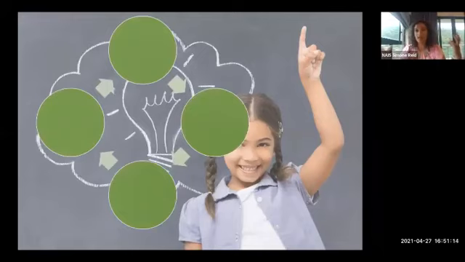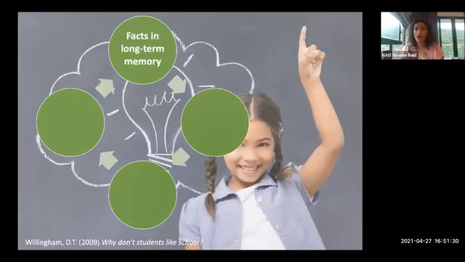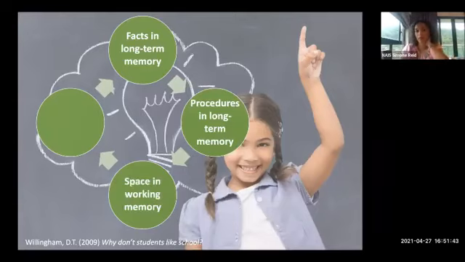So what is it that sparks that light bulb moment in the classroom? Well, Willingham says that we learn by the process of an interaction between 4 things. And actually, this is from his 2009 book, Why Don't Students Like School? He says that thinking and learning have to do with the interactions between the facts that are in our long-term memory, the procedures that are in our long-term memory, the space we have in our working memory, and the information that we take in from the environment.